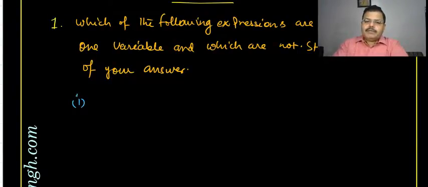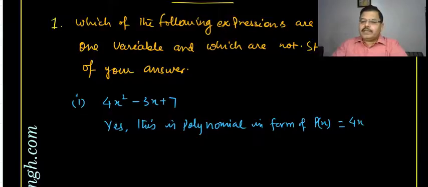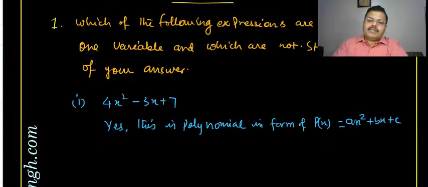Now the very first expression given here is 4x square minus 3x plus 7. Yes, this is a polynomial, isn't it? And a polynomial in one variable, because there is only one variable. It is in the standard form p(x) equals ax square plus bx plus c, the standard form of a quadratic polynomial. So you will just write the answer yes. But because it is given that I state the reason, that is why I have written like this.